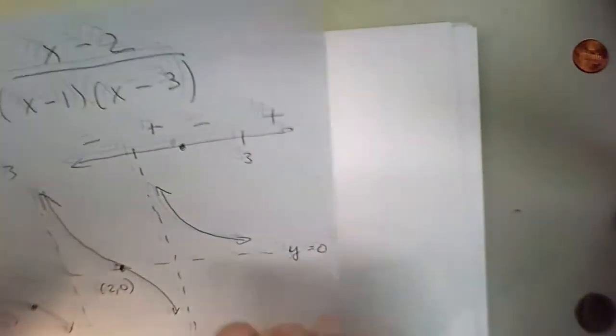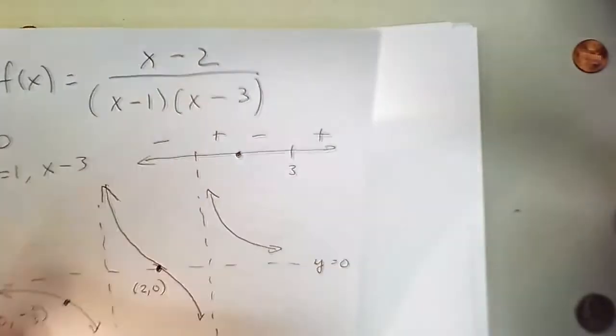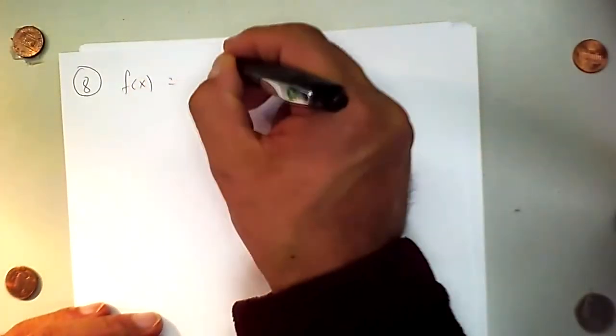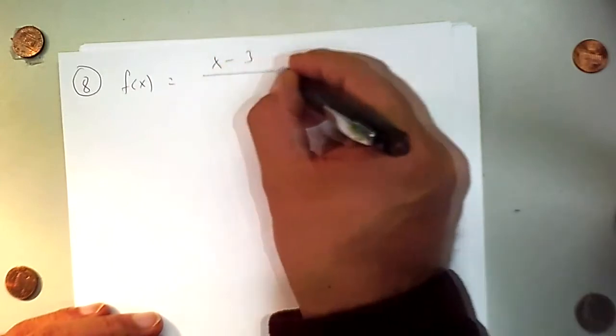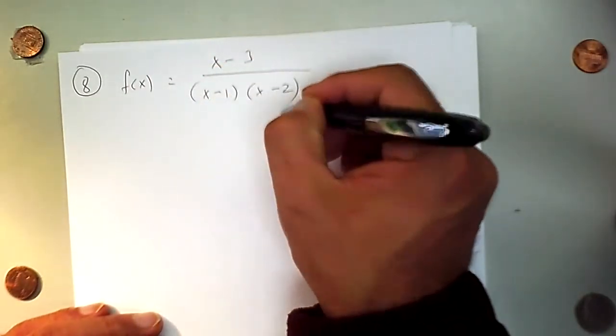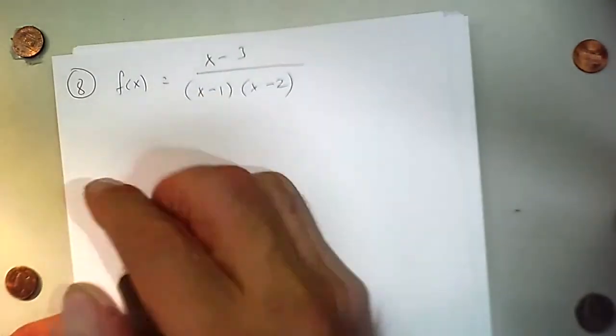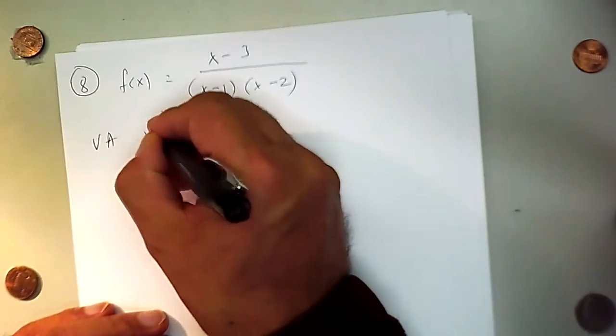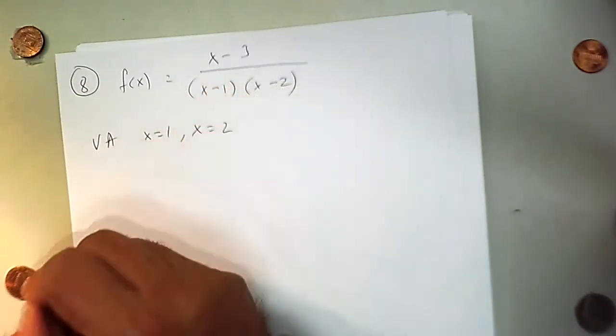Example 8. Say we put the x minus 3 on top this time. F of x equals x minus 3 on top, and then x minus 1 on the bottom, and x minus 2 also on the bottom. So the vertical asymptotes are going to be 1 and 2. X equals 1, x equals 2.